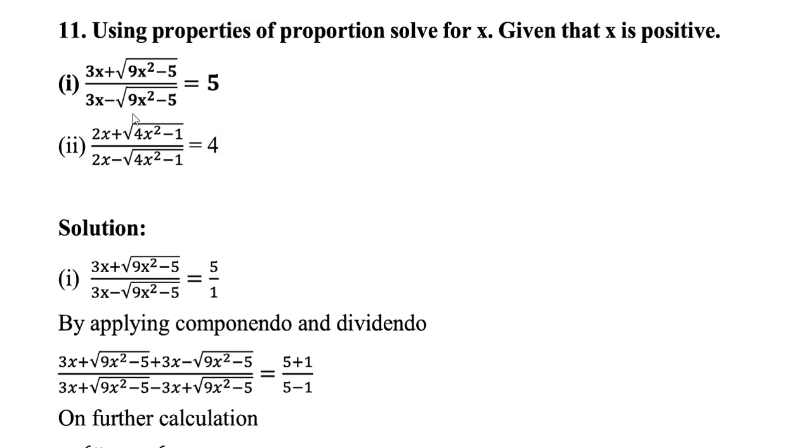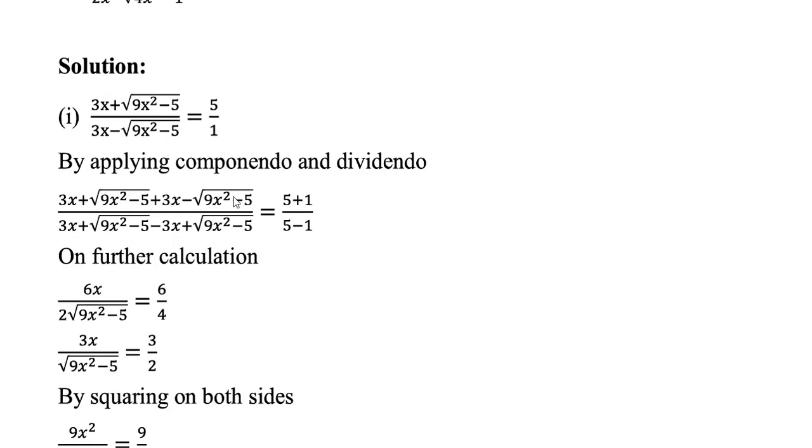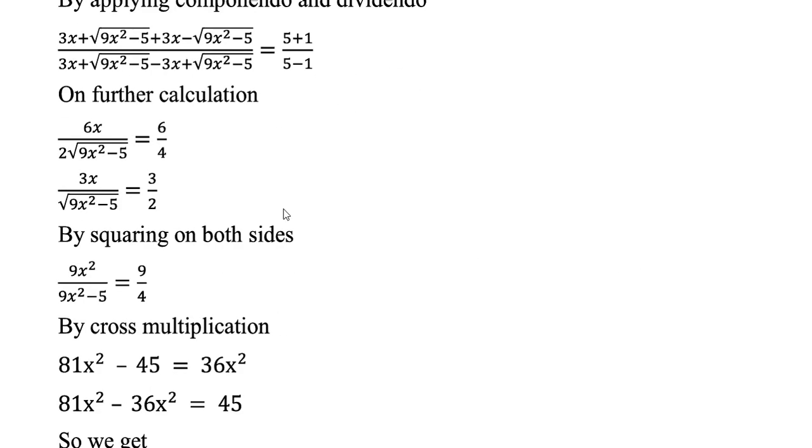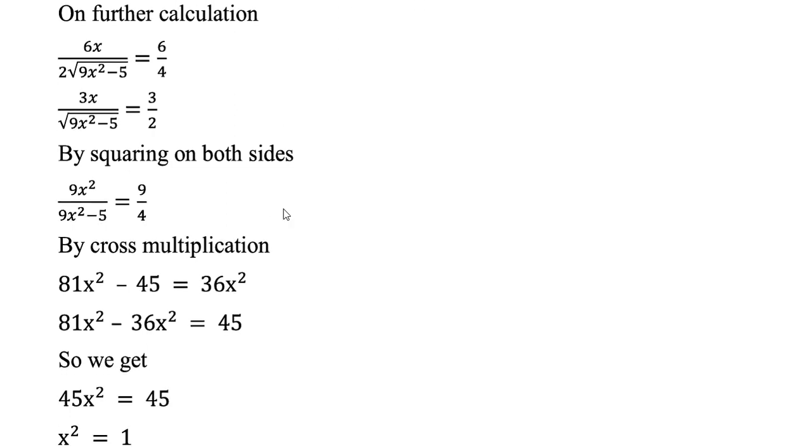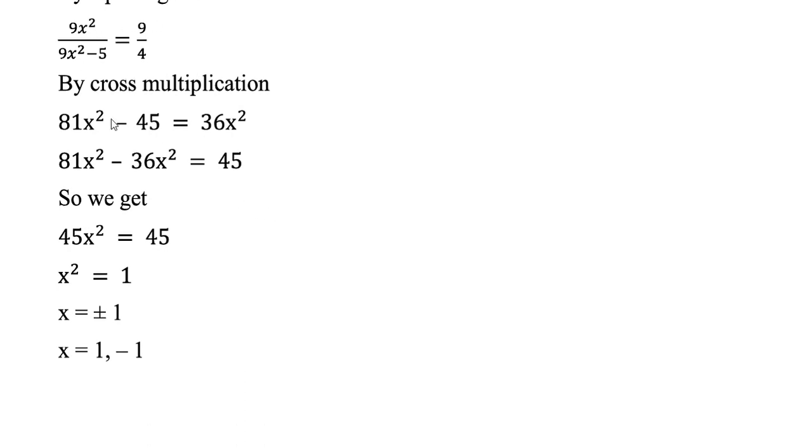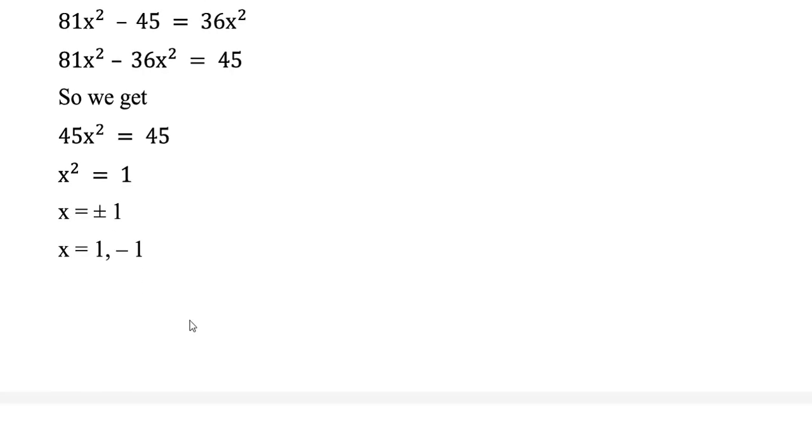See, two questions are there. 3x plus root over 9x square minus 5, divided by 3x minus root over 9x square minus 5, is equal to 5. Question number 2. Let's come one by one. Write the equation as it is given in the question. After that, apply componendo and dividendo. After that, a little bit of calculation. After that, squaring both sides. These steps are very common in each and every sum. After that, the cross multiplication. You will get the values of x as plus 1 and minus 1.